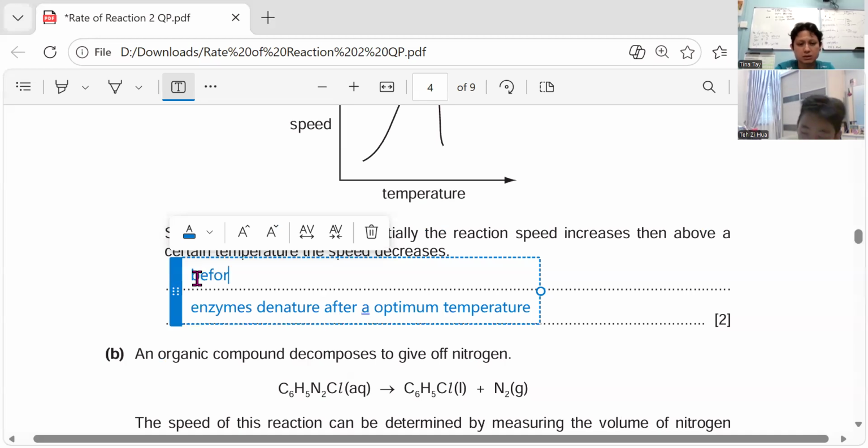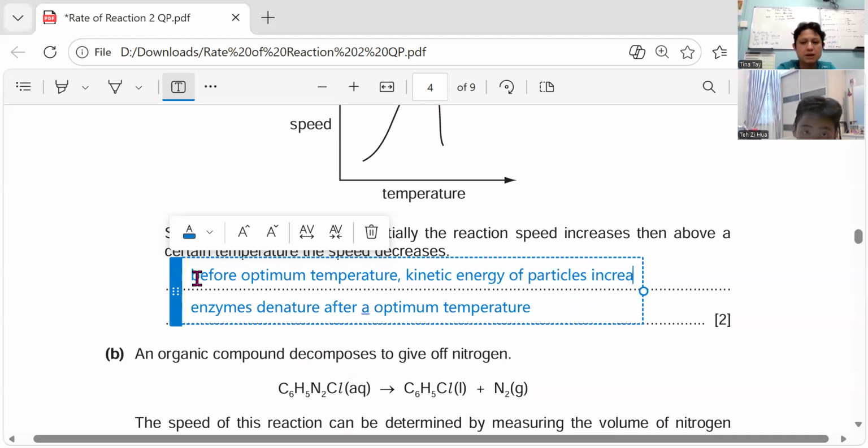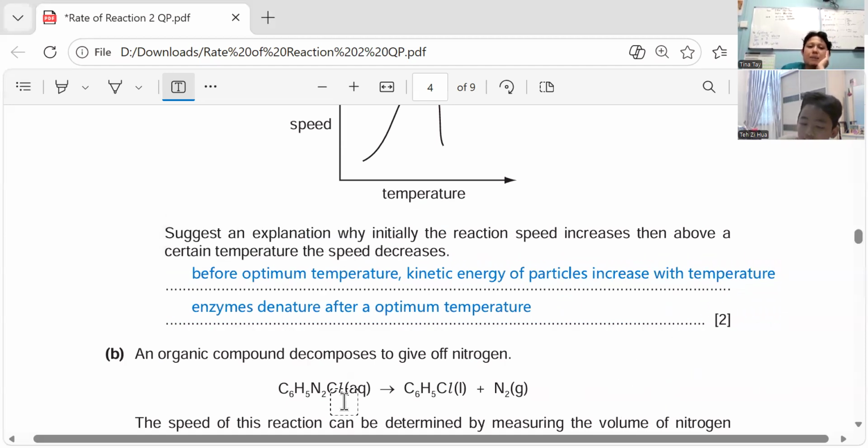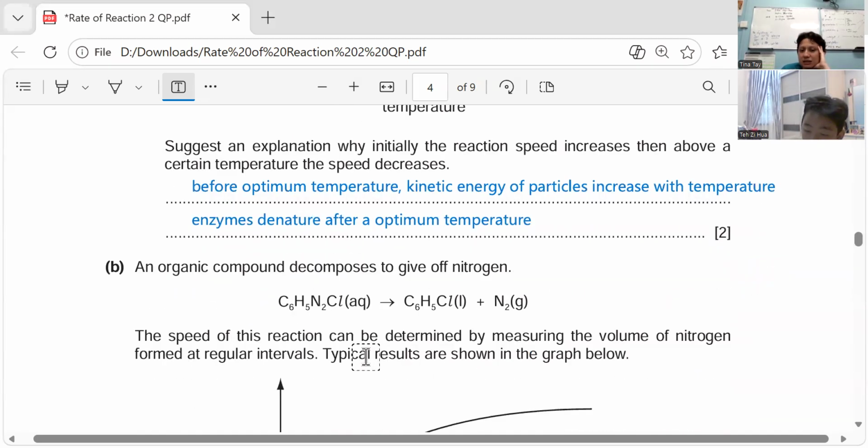This one is full bio mode. Before optimum temperature, kinetic energy of particles increases with temperature. I thought after optimum temperature kinetic energy also keeps on increasing. Yeah, but you're explaining why it doesn't work after the optimum, because it's denatured. Get it? It just doesn't work.